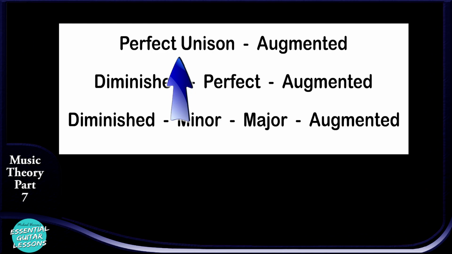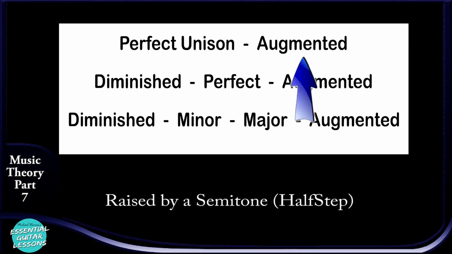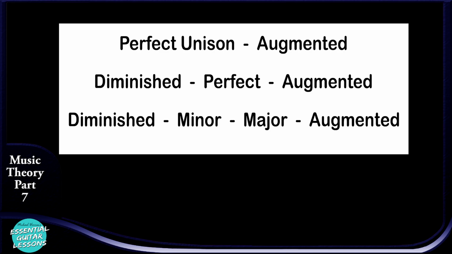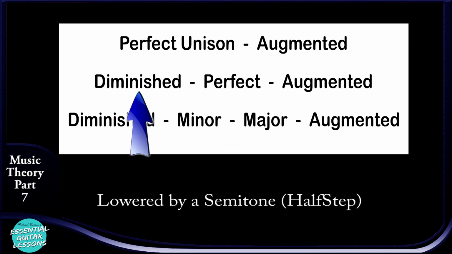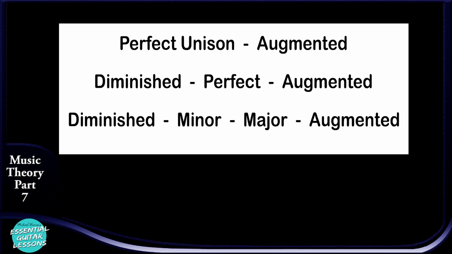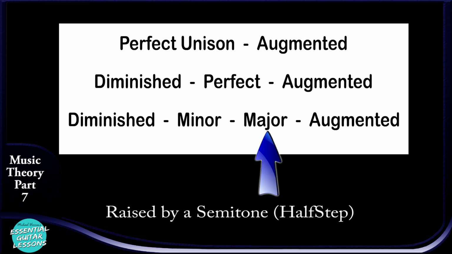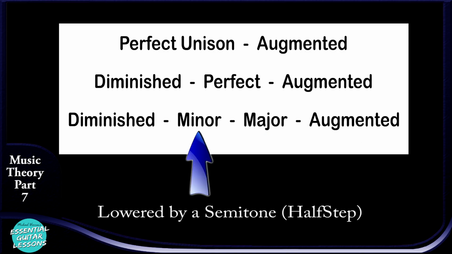Now the unison, if I don't do anything to it, we call it a perfect unison. If I raise it by a semitone, it becomes augmented, and that's all you can do to the unison. It can be perfect or augmented. The perfect, if I raise it by a semitone, becomes augmented. If I lower it by a semitone, it becomes diminished. Now the major, if I raise it by a semitone, it becomes augmented. If I lower it by a semitone, it becomes minor. And if I lower the minor by a semitone, it becomes diminished.